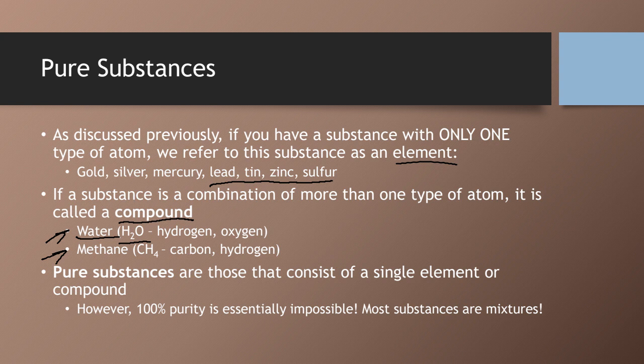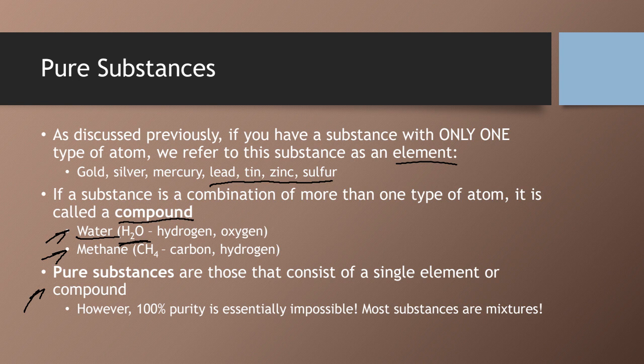Pure substances are those that consist of a single element or compound. So elements are one thing, they're just one type of atom, all alone by themselves. Compounds can be made up of multiple types of atoms, but they're all just one type of that one compound. And we refer to these as pure substances because they consist of a single element or a single compound. Water is all water molecules, all water atoms.